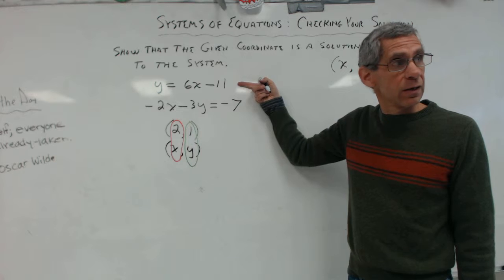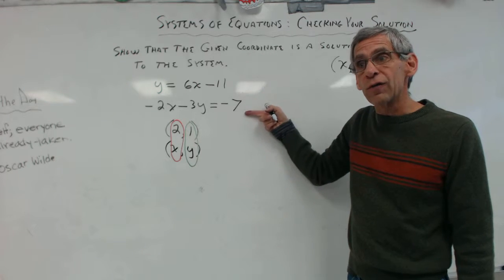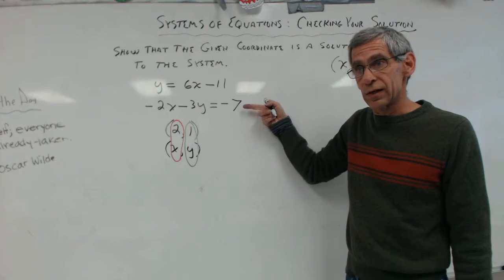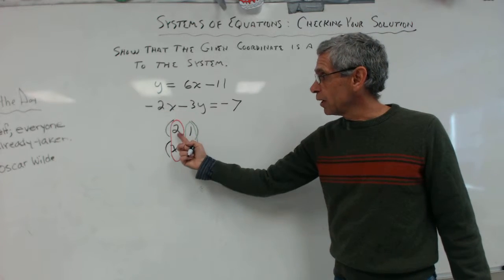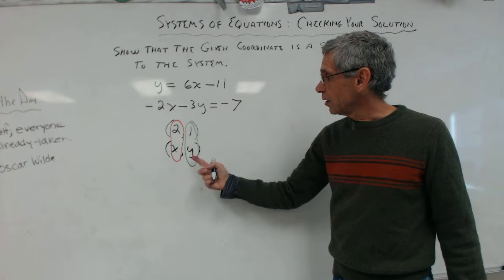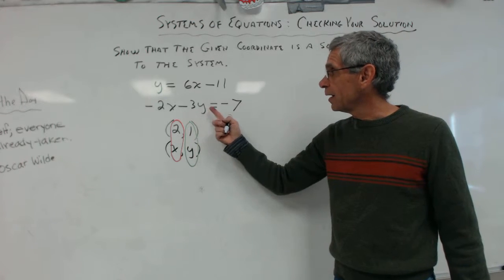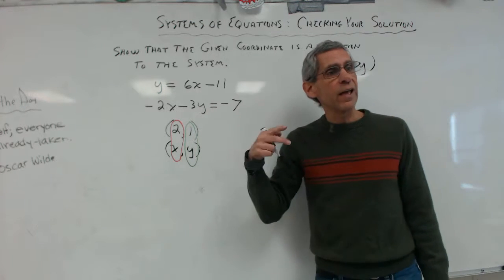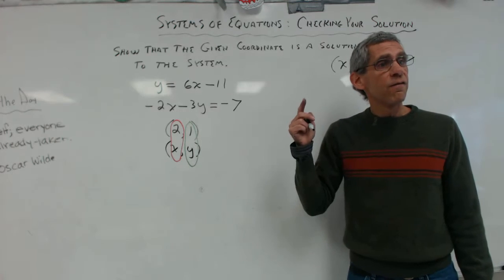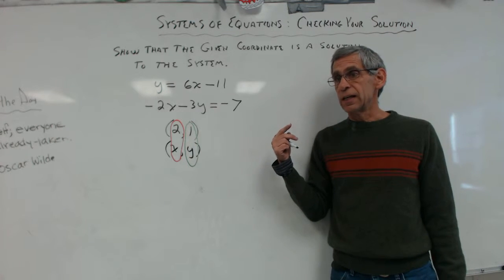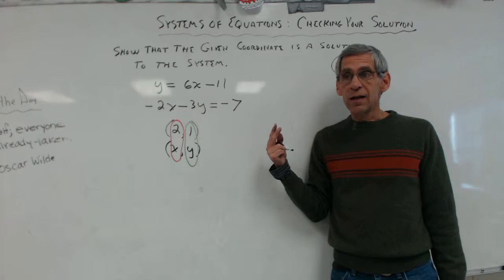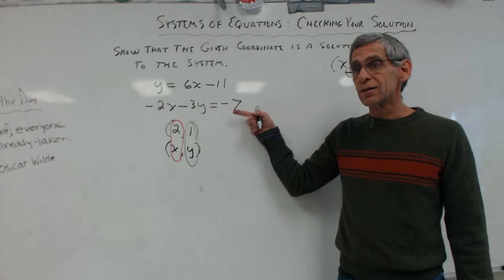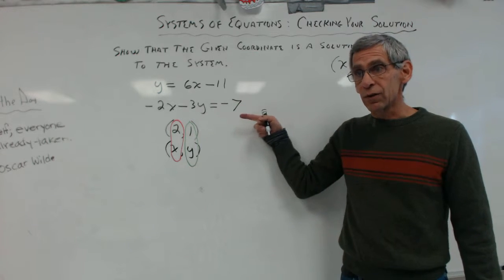Does that mean I'm done? No, because I need to know if it is a solution to both equations. So then I would plug in the 2 where it says x here, and the 1 where it says y, and see if that comes out true. But what if the second one came out as 14 equals 13? That is incorrect, right? Therefore, that would not be a solution to the second equation, if that were the case.